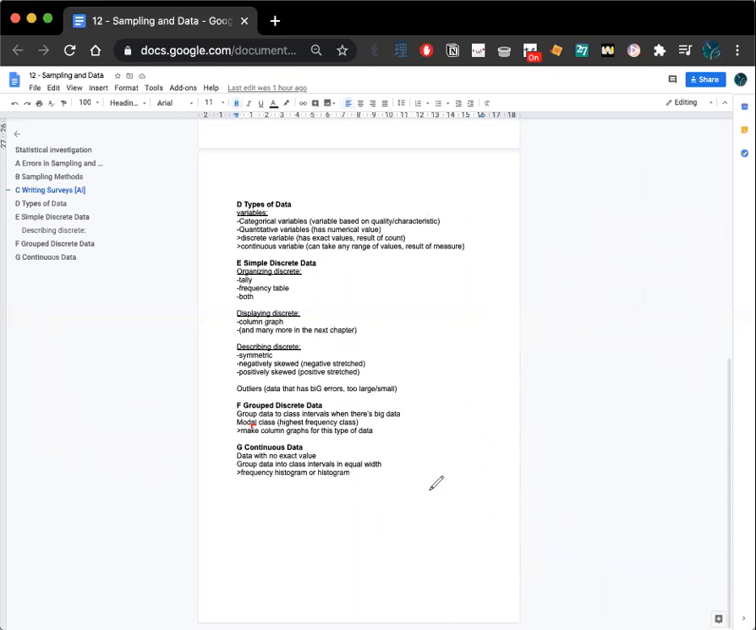And then next, we finally have continuous data. Continuous data, since they don't have an exact value and usually is something that you measure, how you deal with continuous data is that you try to group it like the discrete data into class intervals. But you have to make sure that class intervals have equal width.